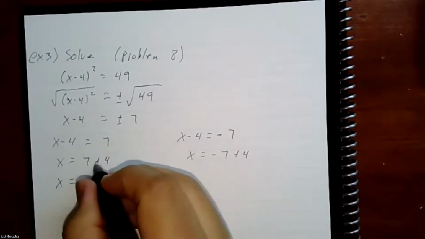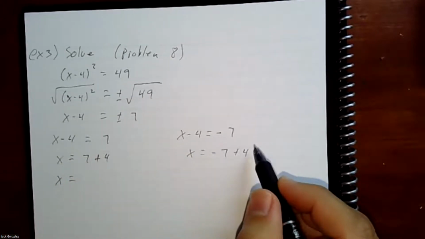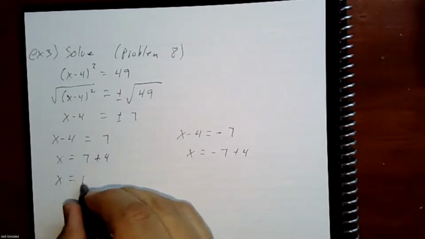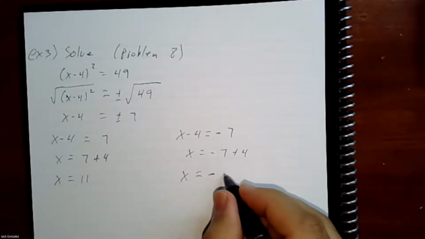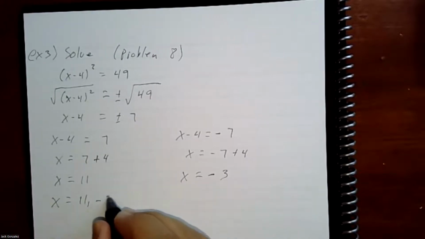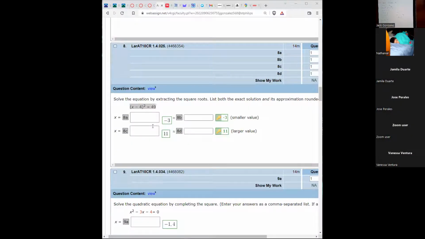So just move the 4 over here, becomes plus, move the negative over here, becomes plus. This is a minus 7, that's a positive 7, so this gives us 11. This gives us negative 3. So in your homework, I'm pretty sure they want you to type 11 comma negative 3, right? Something like that. Yeah, right here, they actually had 2 spots for it.